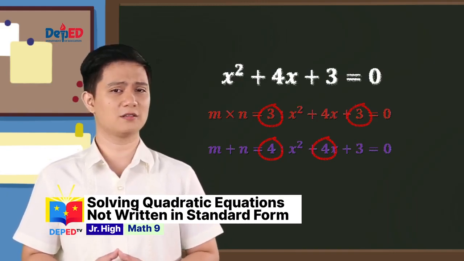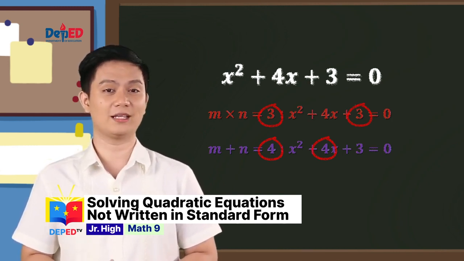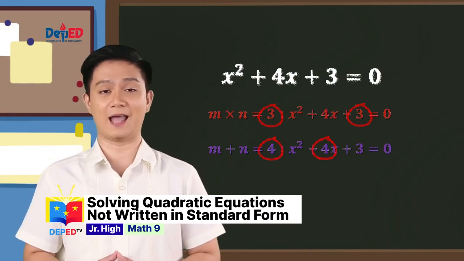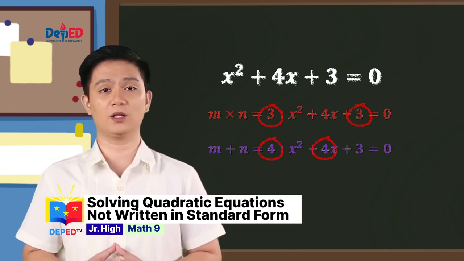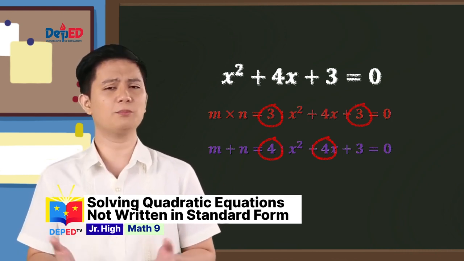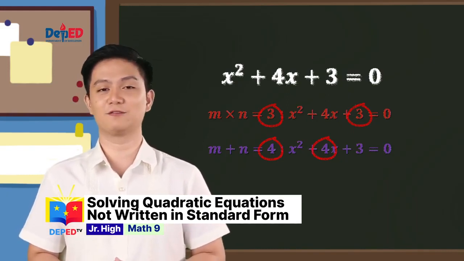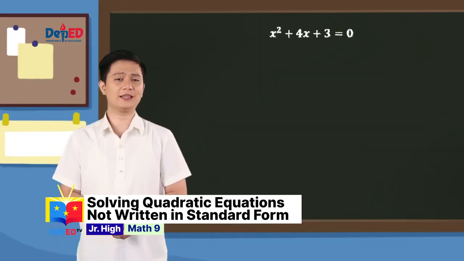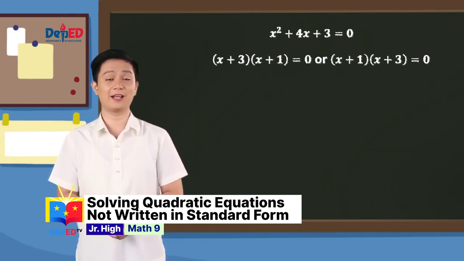Have you figured them out? The two numbers are 3 and 1. 3 times 1 equals 3, and 3 plus 1 equals 4. We can position these now as the constant terms in the binomial factors. Since their first terms in the binomial factors are identical, we can place each in either binomial. Hence, the factors of x squared plus 4x plus 3 are x plus 3 and x plus 1. We can now rewrite the equation as binomial x plus 3 multiplied by binomial x plus 1 equals 0.